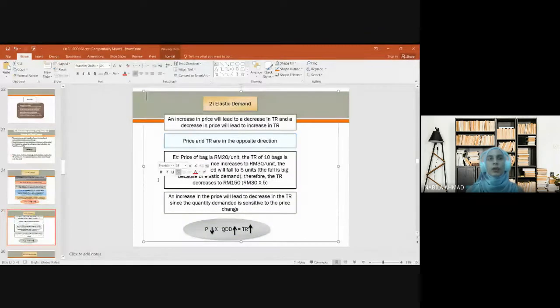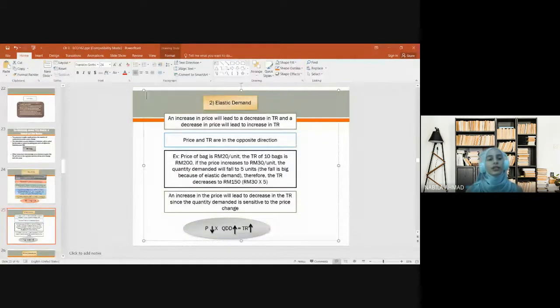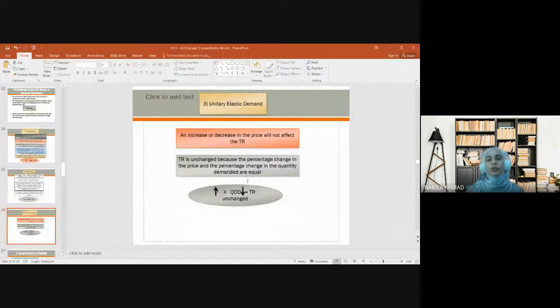Jadi ingat, kalau barang tu inelastic, producer kena naikkan harga untuk naikkan revenue. Kalau barang tu inelastic, naikkan price to increase total revenue. Kalau elastic, dia kena turunkan harga untuk increase total revenue. Dan kalau barang tu unitary elastic, naik atau turun harga tidak kisahlah sebab total revenue itu tidak berubah. Okey, faham?